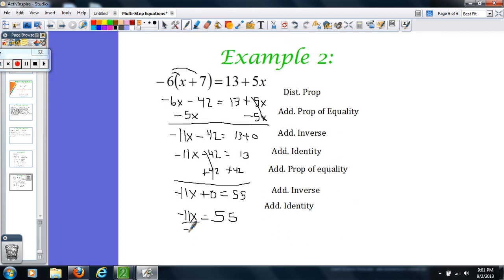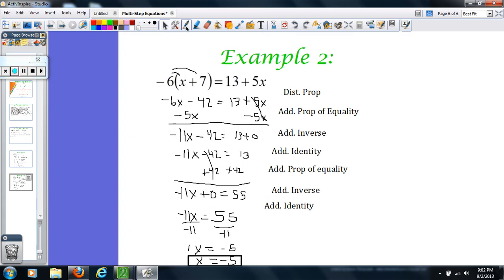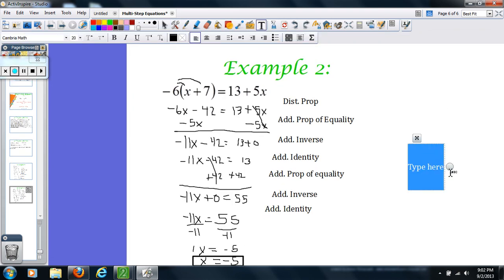Now we're going to divide by negative 11. I get 1x equals negative 5. And I'm actually going to go ahead and do the last step, because this will be x equals negative 5. I'm going to go ahead and box in the answer right now. There's the boxed in answer. And I'll go ahead and type both my properties here. So you have the multiplication property of equality.